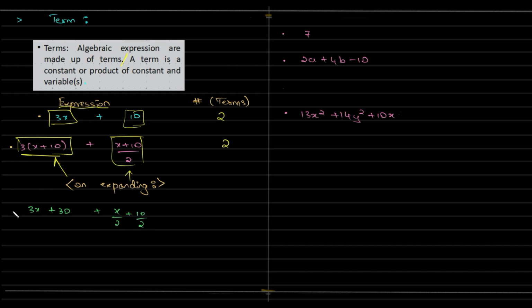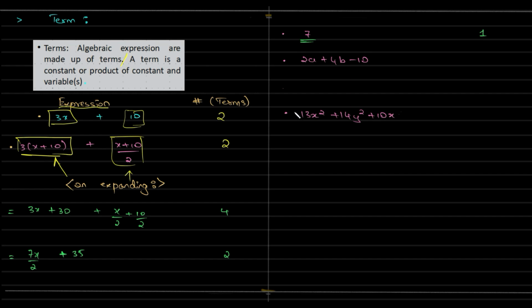At this step, how many terms are there? There are 4 terms. If I further simplify this, 3x plus half x will be 7x by 2, and 30 plus 10 by 2, that is 35, right? So here, how many terms are there? There are 2 terms, yes. Next, we just have a constant. How many terms is there? There is a single term.